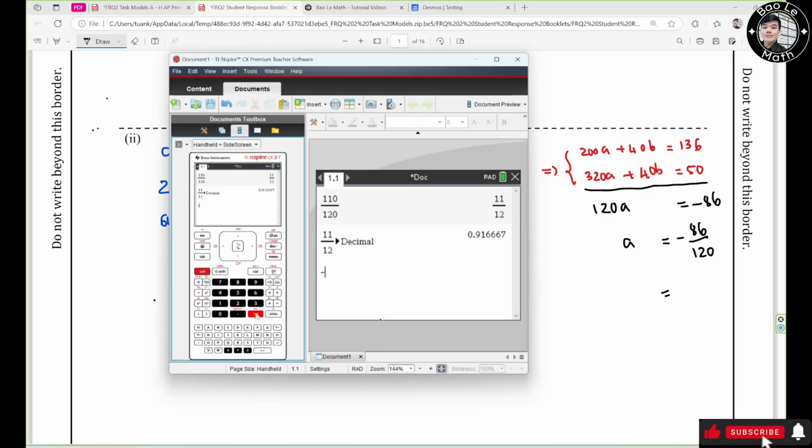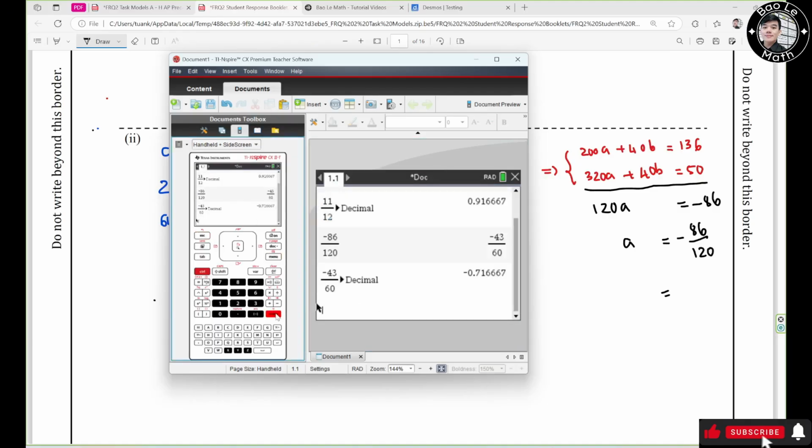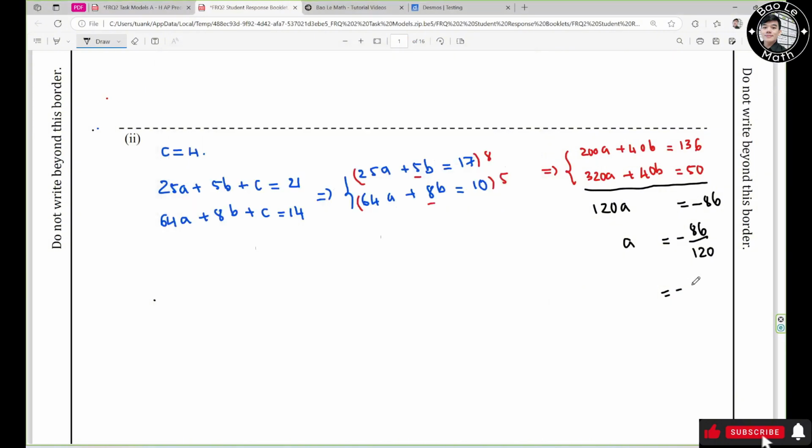Now divide both sides by 120, so A equals negative 86 divided by 120. It's going to be negative 43 over 60. So you're going to hit menu, number, convert to decimal, hit enter. It's going to be negative 0.716.